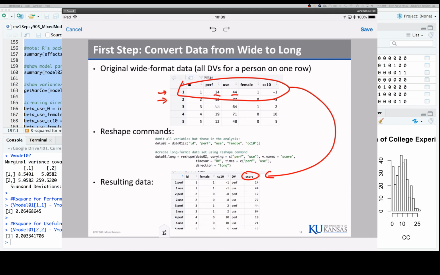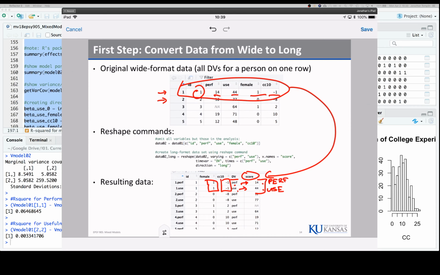So when we do that, we recognize that each person, person ID 1 here, is now going to occupy 2 rows of our data. The performance score of 14 right here will be in the first row, and usefulness will be in the second row. And then we'll have some indicator of which dependent variable this happens to be. So this DV column you see here says performance or usefulness, and describes which score shows up right next to it. Then for each of the other variables that we end up having, in this case we just have 2, female and CC10, you'll see that each of those gets replicated twice for each of those same scores. So it's like having 2 pieces of information per person.